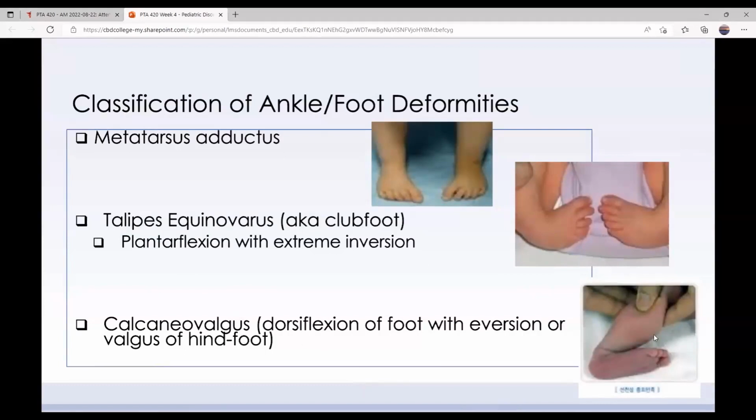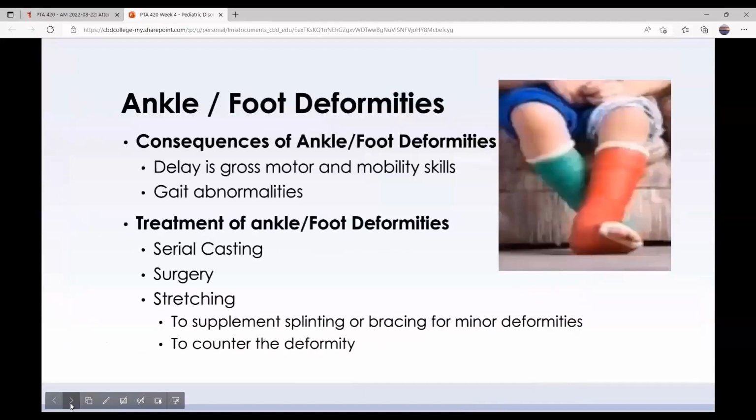Calcaneal valgus, again, this is described as the position, so it's the opposite of clubfoot. They're going to be in extreme dorsiflexion with eversion. They're going to have valgus of their hind foot, so it's going to point out into eversion. Okay, that L for out. So make sure that you're understanding those three.